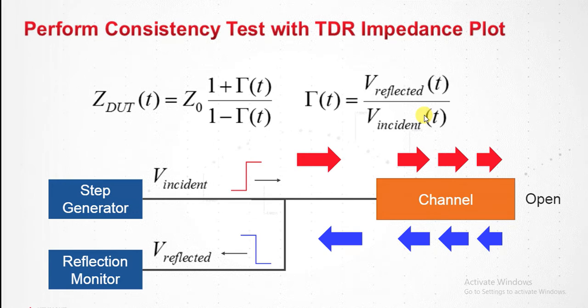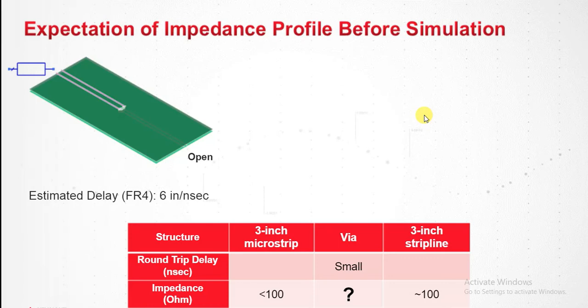What do we expect? Same deal. We will have to apply rule number 9. Here, estimated delay is 6 inch per nanosecond, and we have on the bottom a 3-inch microstrip. I would expect it to have a round trip delay of 1 nanosecond, because since we're doing reflectometry, we'll have to wait for it to reflect back. That is 3 times 2, the round trip is 6 inches, divided by 6, that's 1 nanosecond.